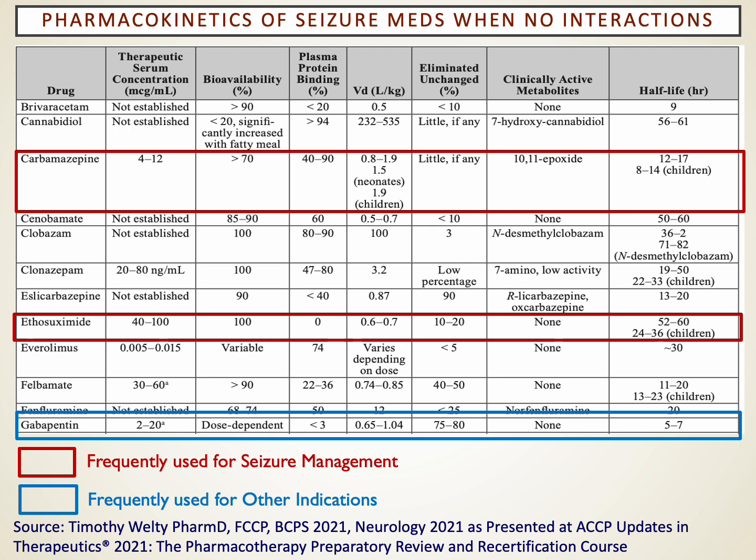The next agent I've listed here in boxed is ethosuximide. I have little experience with ethosuximide because I don't work in a pediatric hospital. It's primarily indicated in pediatrics, but it's an agent of choice in pediatric patients with absence seizures. So you may see it used there. The alternative that's used in this type of seizure, the generalized non-motor seizure or absence seizure, is valproate.